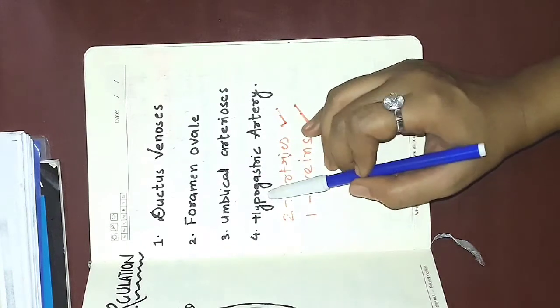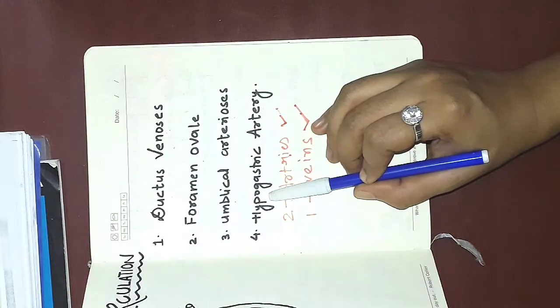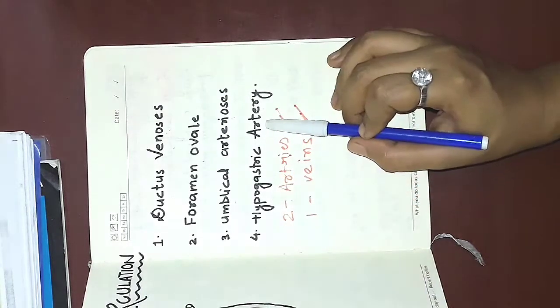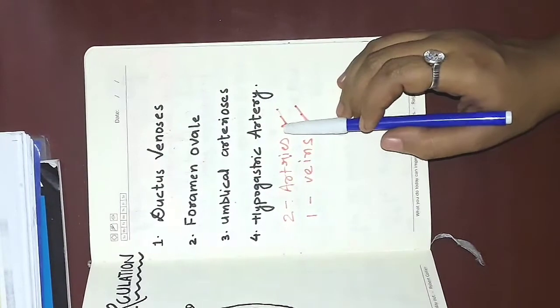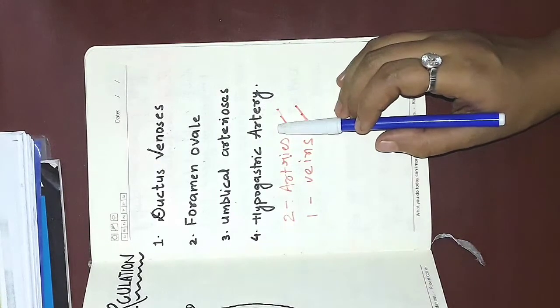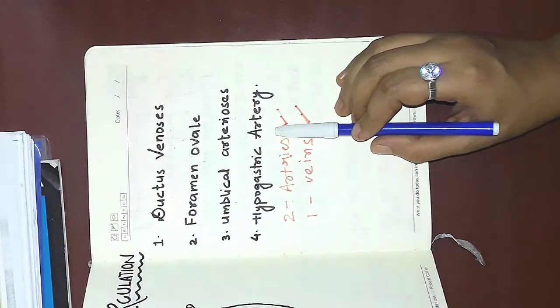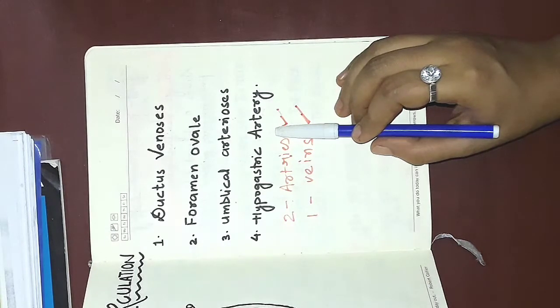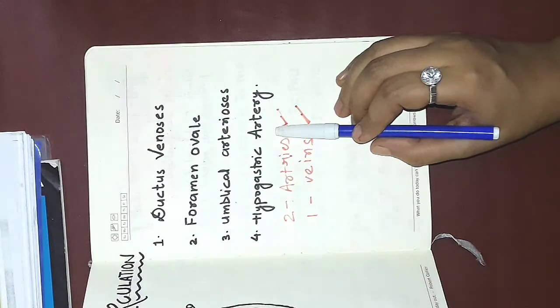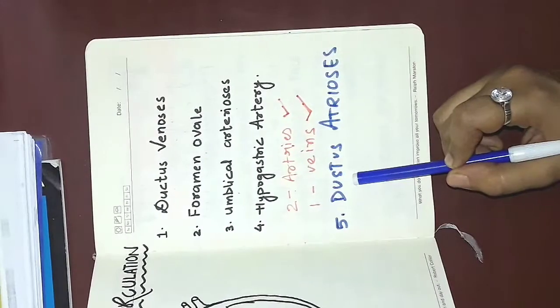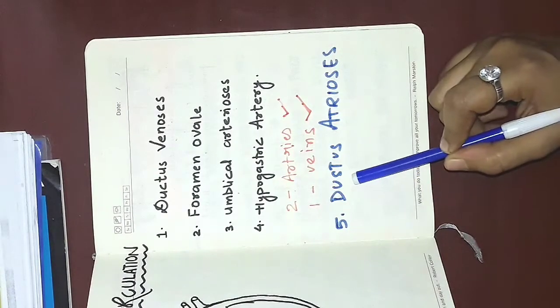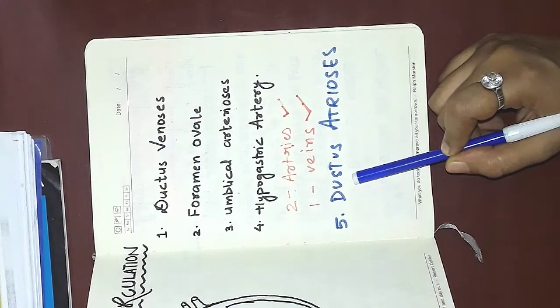The next one is hypogastric artery. The hypogastric artery is when the descending aorta divided into two, left iliac and right iliac artery. It is again divided into internal iliac artery and external iliac artery. The internal iliac artery is called as hypogastric artery.